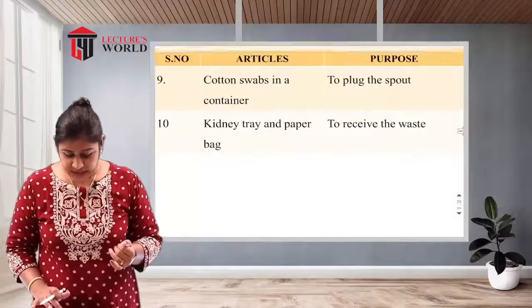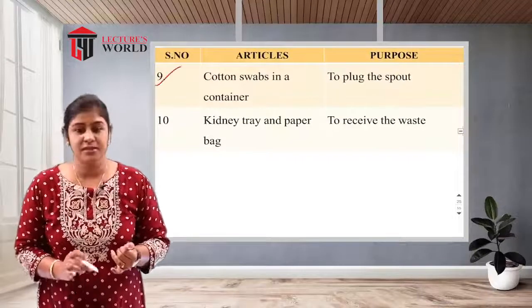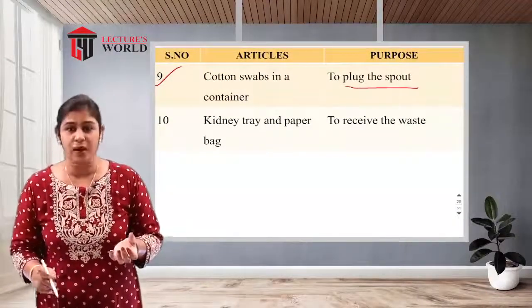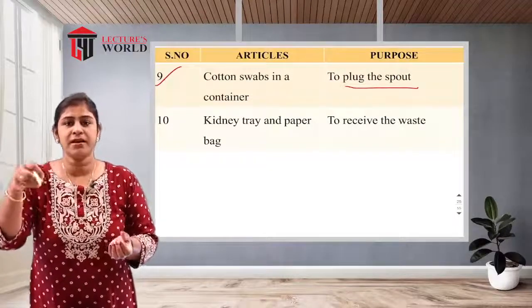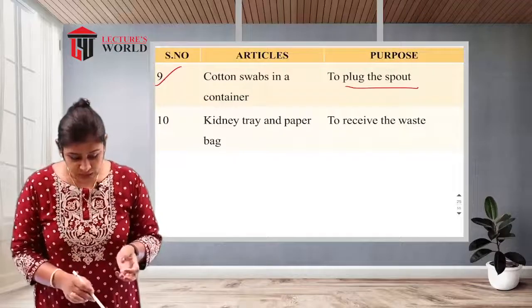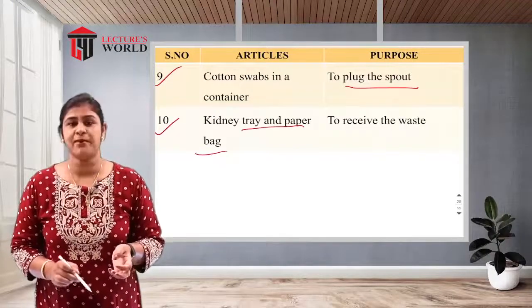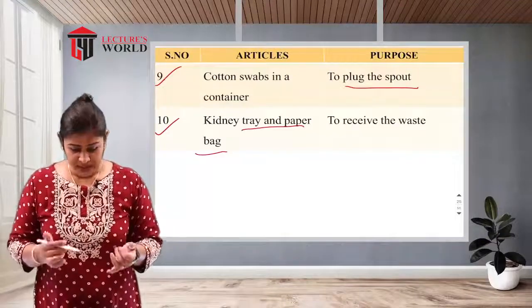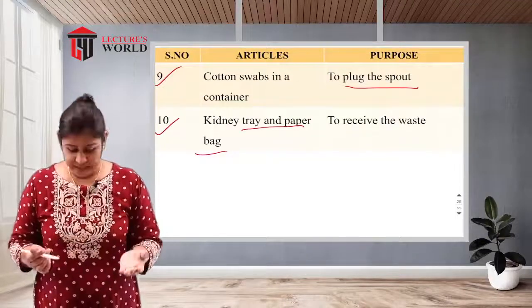Next article that is required is a cotton swab in a container. We require a cotton swab in a container. Why? To plug the spout. That is, we are plugging the spout. Next, we require a kidney tray and a paper bag. That is to receive the waste. So we require a kidney tray and a paper bag to receive the waste.